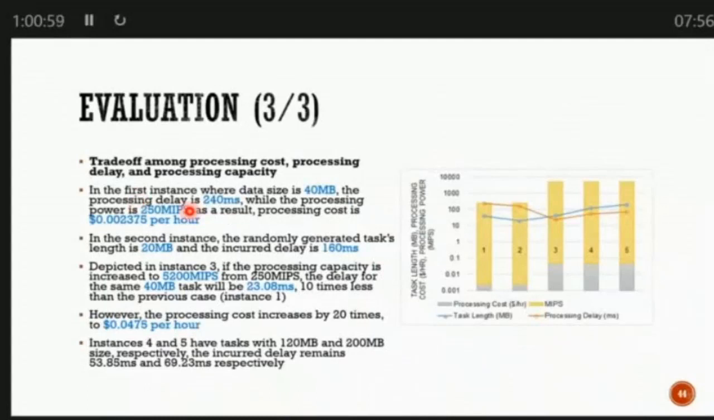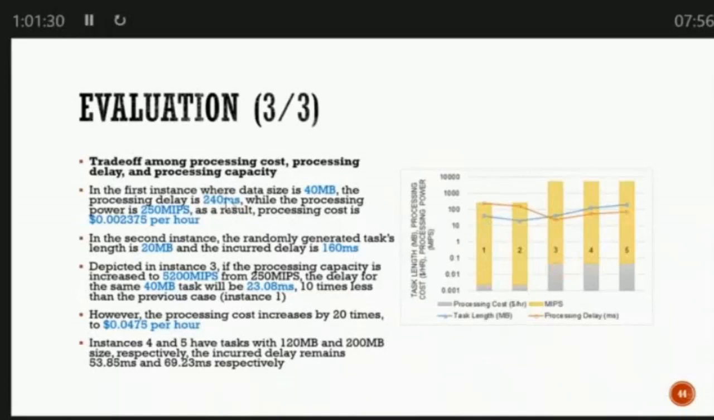So with 250 MIPS and 40 MB of data, the processing cost is 0.002375 per hour, and the processing delay is 240 milliseconds. In one setting, this 240 milliseconds would be acceptable, but in another setting, it won't be acceptable. Let's see what the difference is in that case. Let's go to the third case. This was the first one that we talked about. Let's go to the third one.